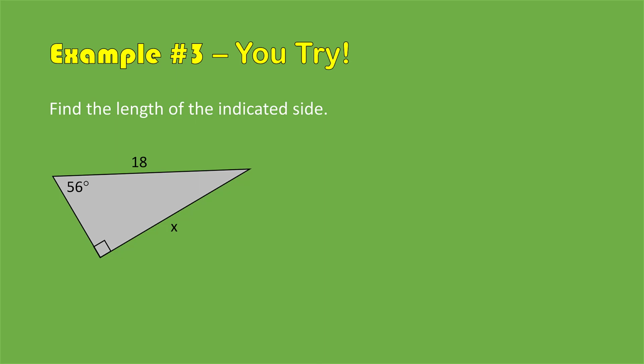First step, label your sides. Here's my adjacent, hypotenuse, and opposite sides. We don't need adjacent, just the opposite and hypotenuse. In SOHCAHTOA, that relates to our sine ratio because that has the O and the H. So sine is opposite over hypotenuse. Plug in the values. Sine of 56 equals x over 18.